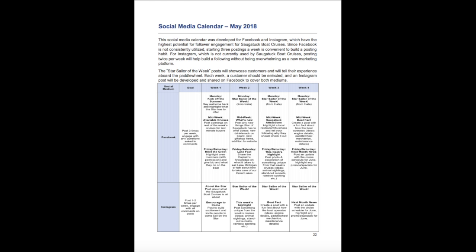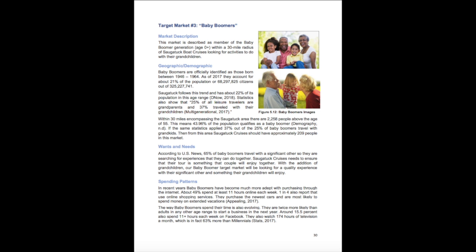In our social media calendar, we picked what we believed were the 2 most important social mediums for the Star of Saugatuck boat cruises, and we gave you some recommendations on how to run that. Things like when to post during the week, what to post, what kind of pictures to post, some fun ideas, and helpful hints to encourage more engagement within that social medium.